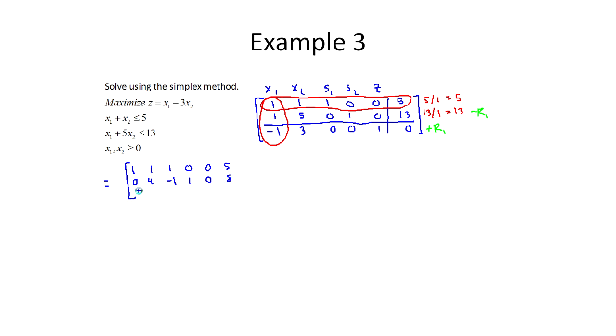And then down here I'm adding, so I get 0. I get 1 plus 3, I get 4. Down here I get 1. Here I get 0, here I get 1, and then here I get 5.